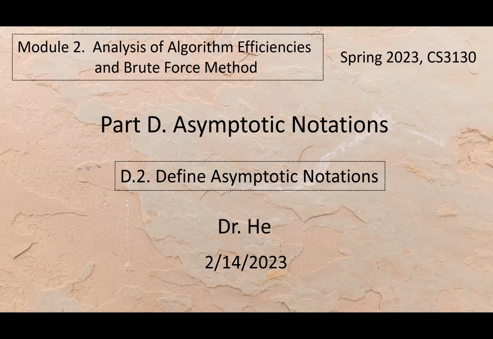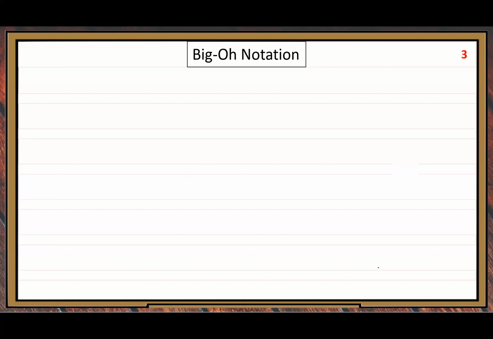Next, define asymptotic notations. Now, based on our understanding, this time let us do the formal definition of asymptotic notation. The first one is big O notation. Another notation, big O. We have the little o notation, but this time big O notation. All right. Here, I give you the formal definition.